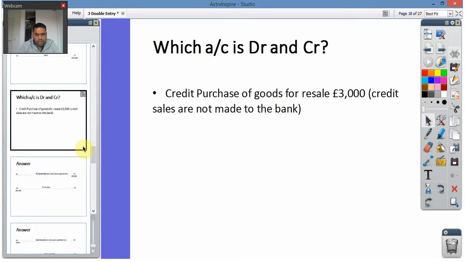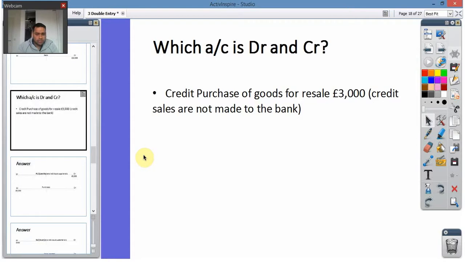So here we've got a credit purchase. Remember, credit means that you pay later. So here there's going to be no entries into the bank. So goods for resale for £3,000. Goods for resale, that's a purchase. So purchases will increase by £3,000. Purchases is an expense account, so that will be a debit. Purchases £3,000, and then the credit will go to purchase ledger control.